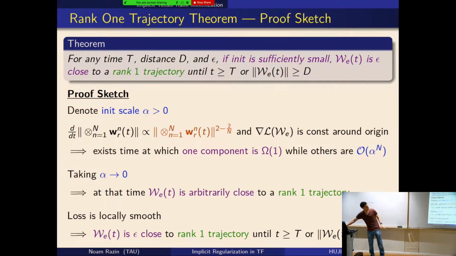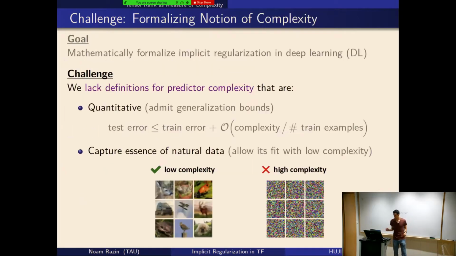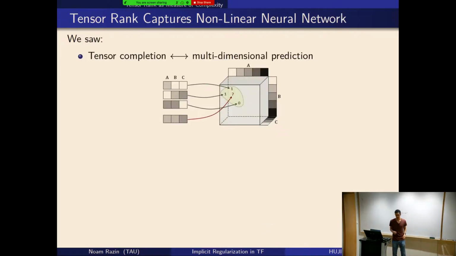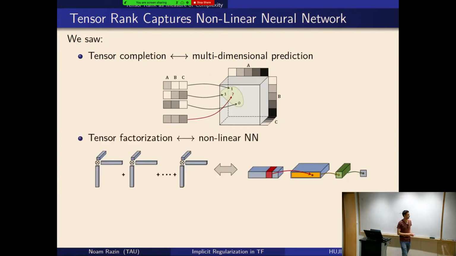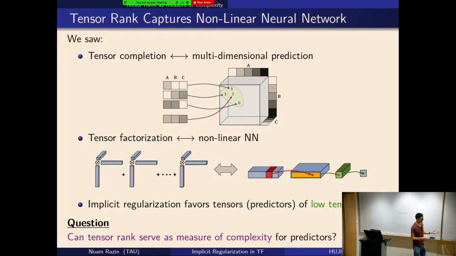Okay. After these technical details and results, let's switch gears a bit and go to a more high-level view of the matter. Let's go back to the challenge in understanding the implicit regularization in deep learning, and that's that we lack complexity measures that capture the essence of natural data. Let's recall what we saw. We have tensor completion, which corresponds to a multi-dimensional prediction problem. We have tensor factorization, which corresponds to solving that prediction problem using a certain specific kind of non-linear neural network. And the implicit regularization of that network is towards predictors, towards tensors of low tensor rank. Seeing this, the question we ask is: is it possible that tensor rank can serve as a measure of complexity for predictors? Can we fit natural data with low tensor rank? To check whether it might, we run experiments.